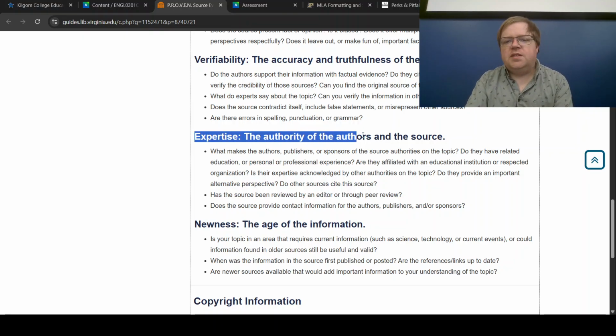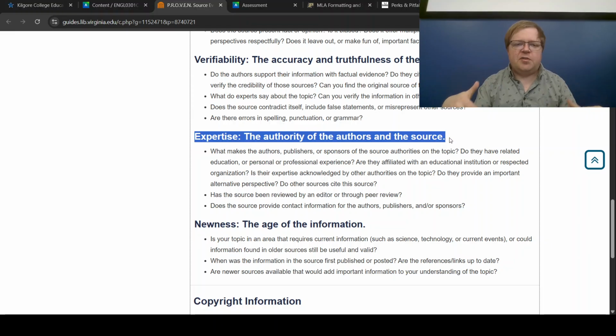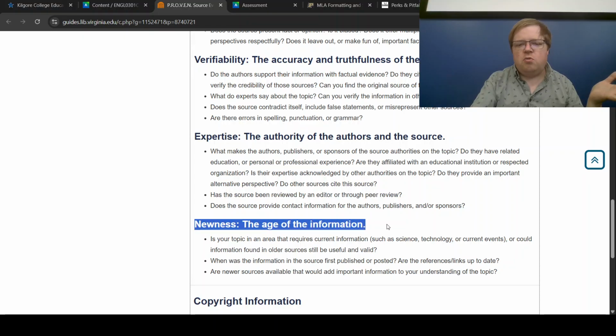Expertise. Does the author know about the topic that they're writing about? Are they an expert in this field, or are they just repeating what they've heard other people say? And newness is how old is this article? Is it up to date? Most stuff on the internet this will be fine for. But if you were writing about COVID-19, for example, you wouldn't want an article from 2008, because there were coronaviruses in 2008, but it wouldn't be the one you were writing about. Okay, so that's the PROVEN method.